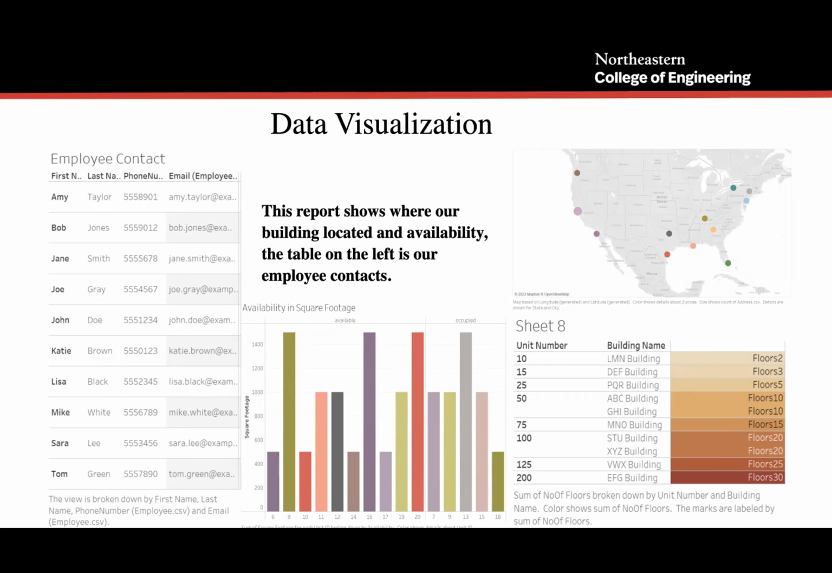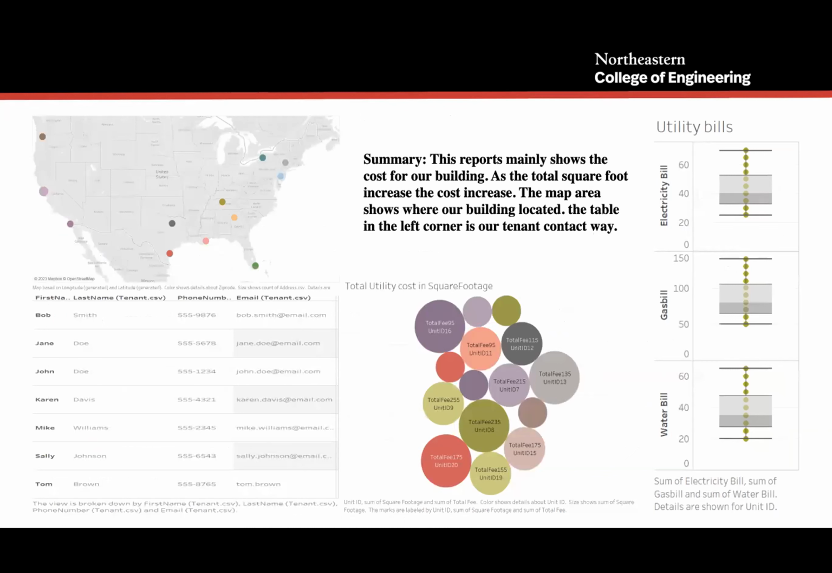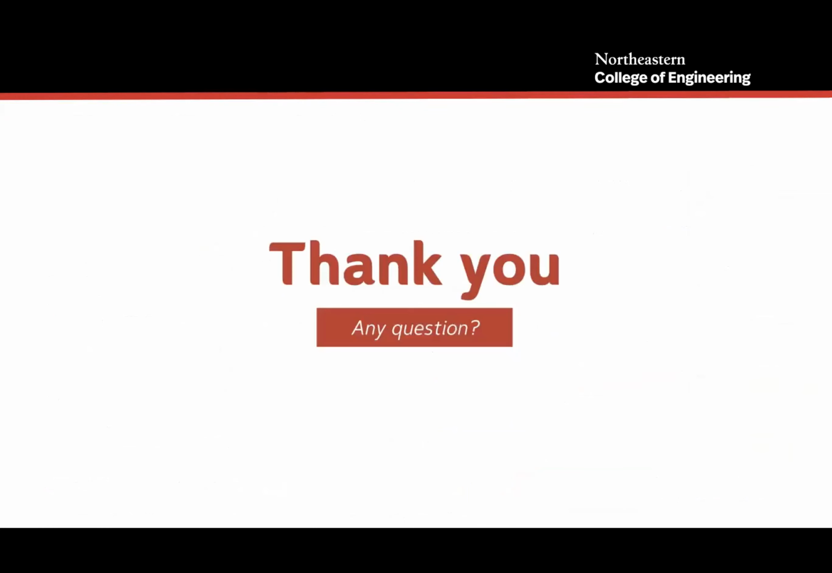Next slide, please. This slide is from our prospective tenant side, which mainly talks about the utilities. As you can see, the more square footage we have, the higher the utility cost. The utility bills are also shown on the right side, which give us the average and the median price. Next slide, please. Okay, thank you.